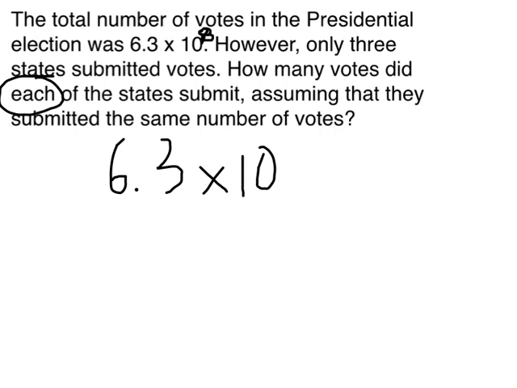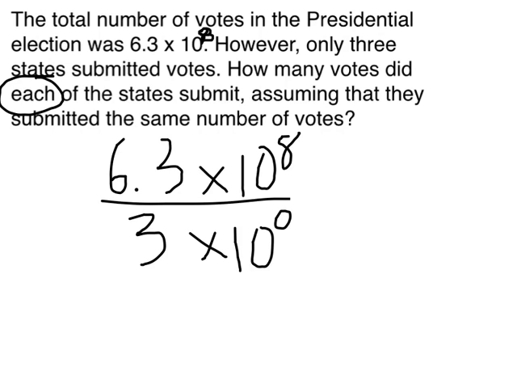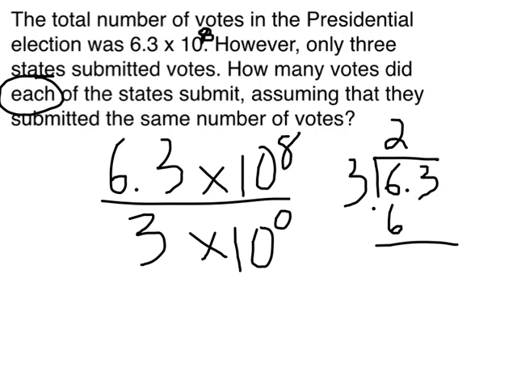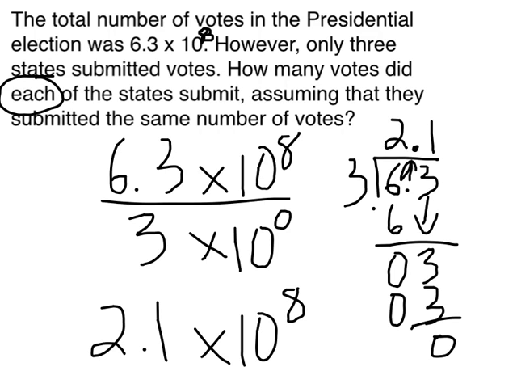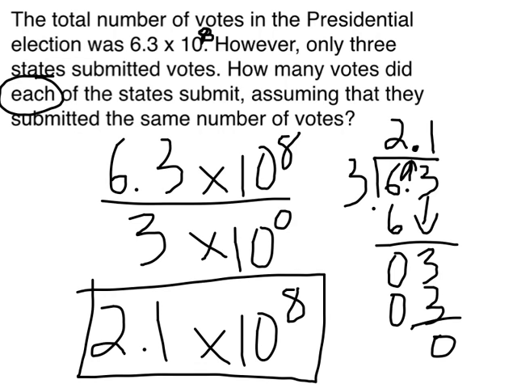So let's set this up: 6.3 times 10 to the 8th divided by 3. And remember, there is no exponent, so it gets an exponent of 0. Now this becomes easy. Top in, bottom out. 3 goes into 6 twice. 2 times 3 is 6. Subtract, and I'm left with 0. 3 does not go into 0. Bring your decimal up, and bring your 3 down. 3 does go into 3 one time. I'm left with 0. So my new coefficient here is 2.1 times 10 to the, and again, if I'm dividing, I subtract my exponents. 8 minus 0 is 8. 2.1 times 10 to the 8th power.